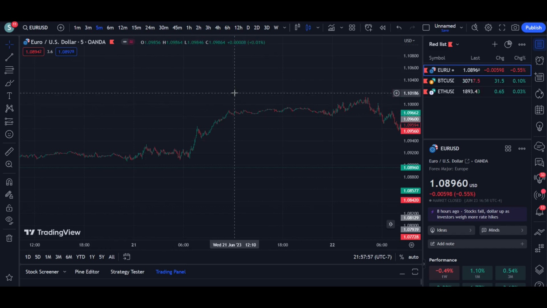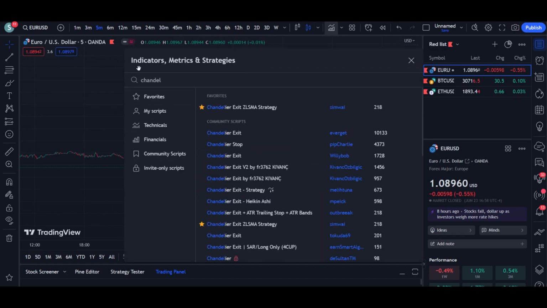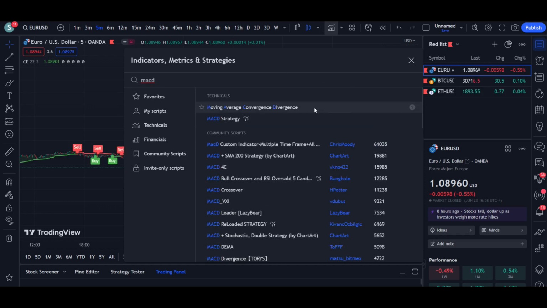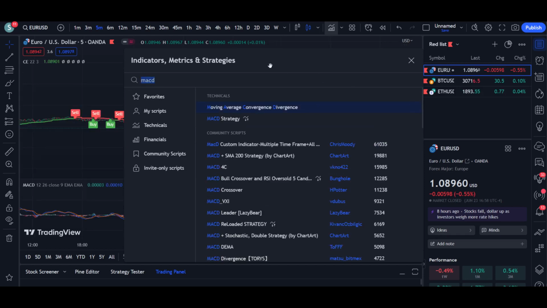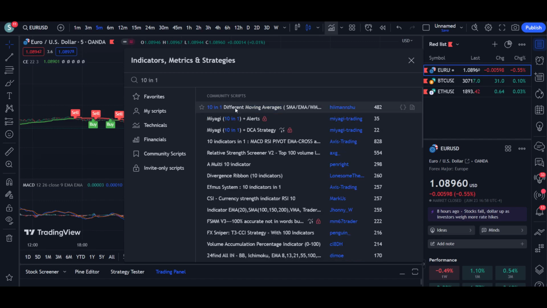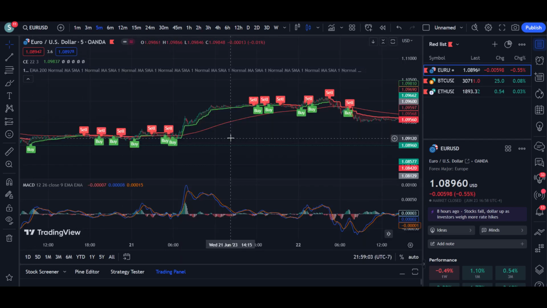So the first thing you're going to do once you're on tradingview.com, go up and click on indicators. The first indicator that we will use is the Chandelier Exit by Everget. After that, we'll be using the MACD indicator. The third indicator that we'll be using is the 10-in-1. You're going to click on the very first one that you see. All right, so those are the three indicators that we'll be using for the strategy.